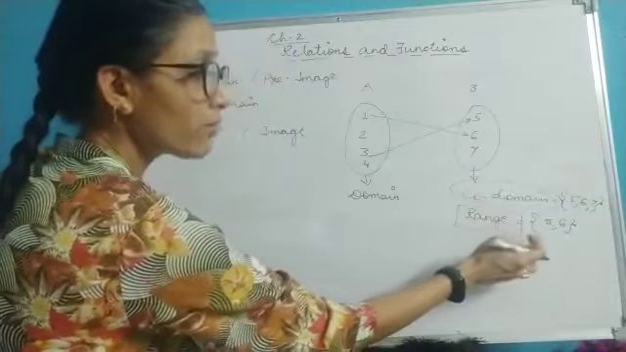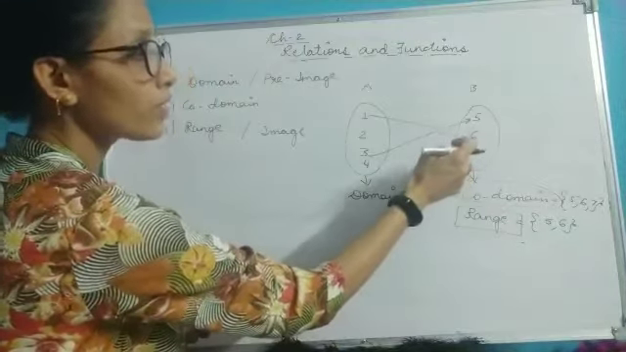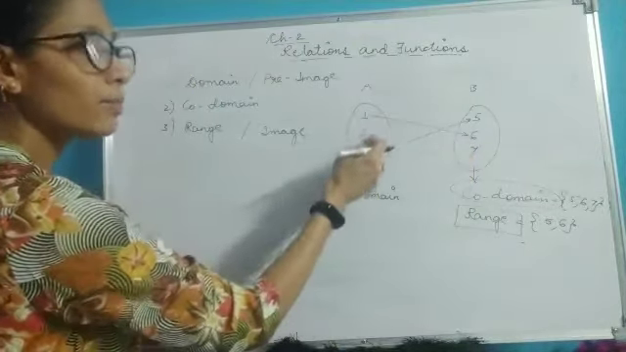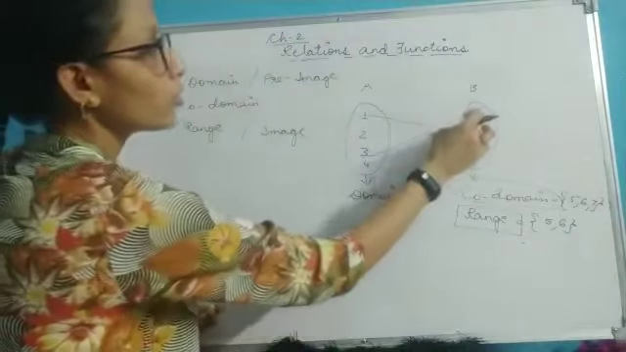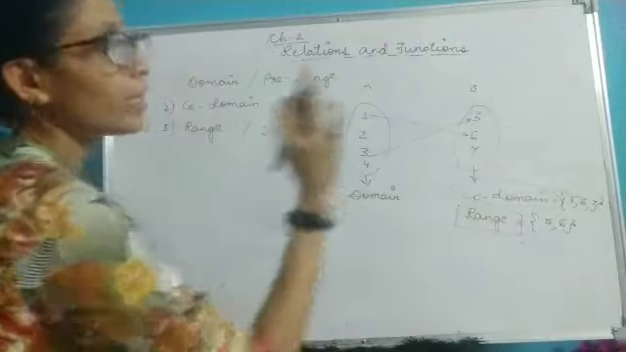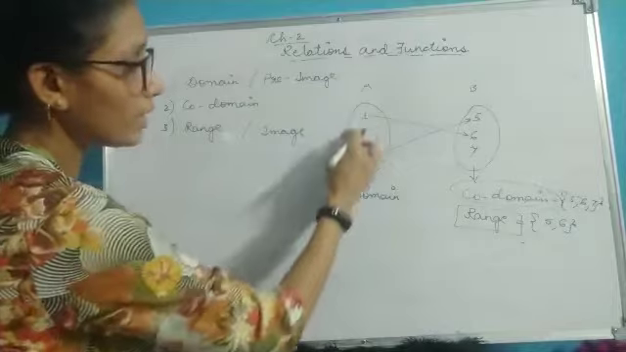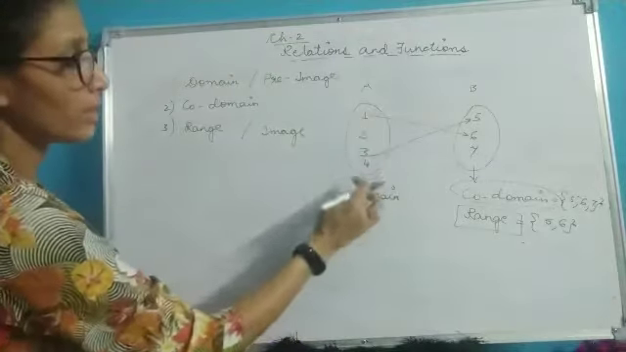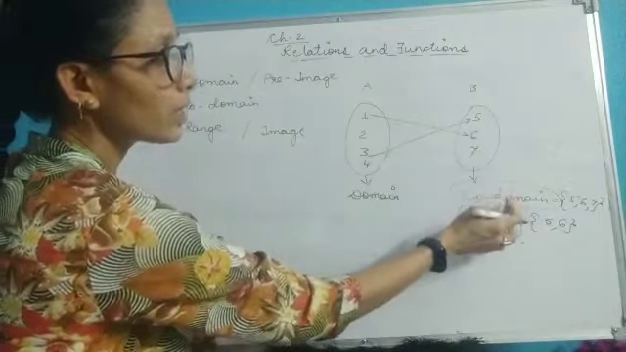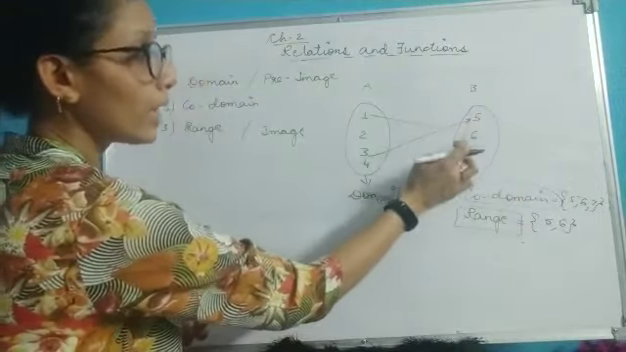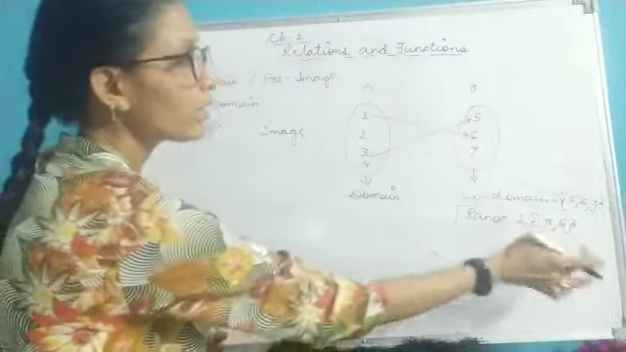So range is defined as, how we can define range? If the elements of set B are linked up or are in relationship with set A, then those elements are the range of the given relation. So all the elements of set A are known as domain, all the elements of set B are known as codomain, the elements of B which are in relationship with A are known as range.